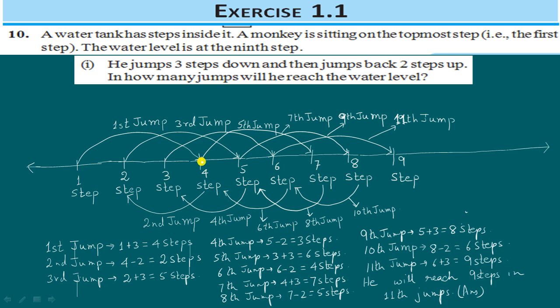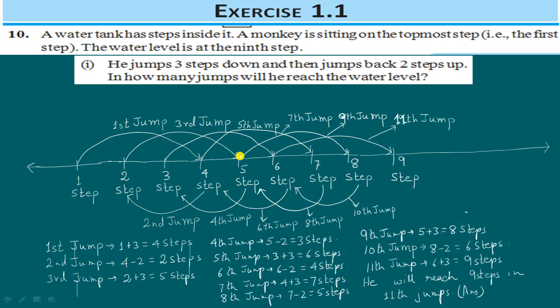Right, in the second jump he goes from step 4 to step 2. Right, the third jump he goes from step 2 to step 5. In the fourth jump he goes from step 5 to step 3. In the fifth jump he goes from step 3 to step 6. In the sixth jump he goes from step 6 to step 4. In the seventh jump he goes from step 4 to step 7. In the eighth jump he goes from step 7 to step 5.